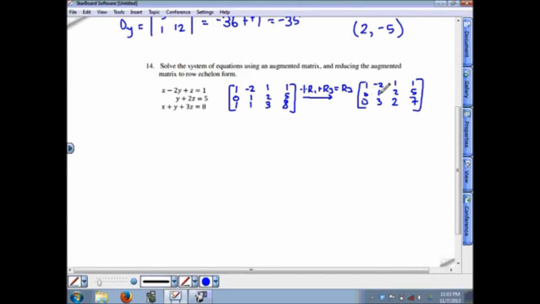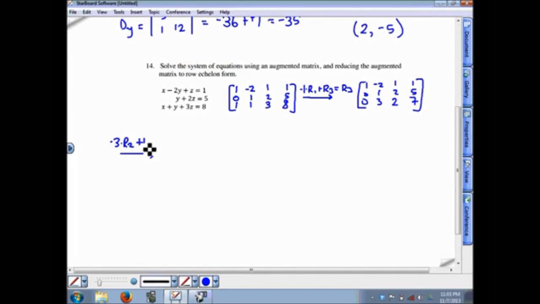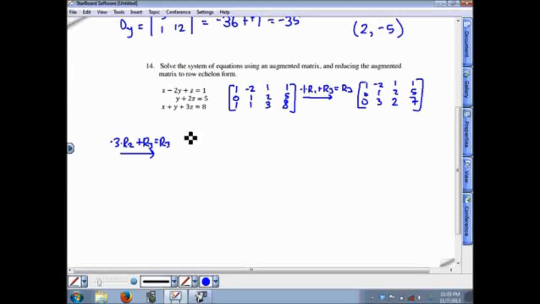So we have a 1 and a 0 and a 0. This is already a 1, which is great. If it weren't a 1, you'd divide by whatever you need to make it equal 1. But since it's a 1, we need to get a 0 beneath it. So what we're going to do is describe a new row operation. If we multiplied row 2 by negative 3 and added it to row 3, that's going to turn that into a 0. So negative 3 times row 2 plus row 3, that's going to equal row 3.